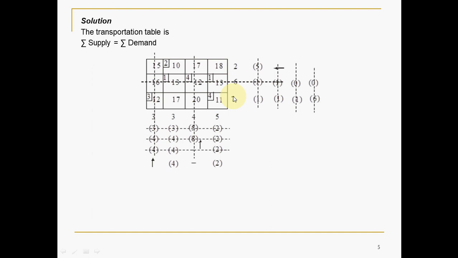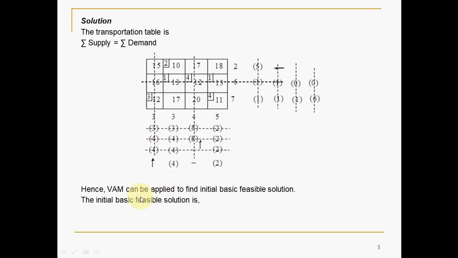So in 3 steps we have obtained the IBFS: finding the difference between least and next least for all the rows and all the columns, identifying the highest difference, searching for the least element and allocating as many units as possible for that. So that was the concept we discussed related to VAM, and by using VAM, these are the allocations. Hence VAM can be applied. Why? Sigma supply equals sigma demand, to find the initial basic feasible solution.